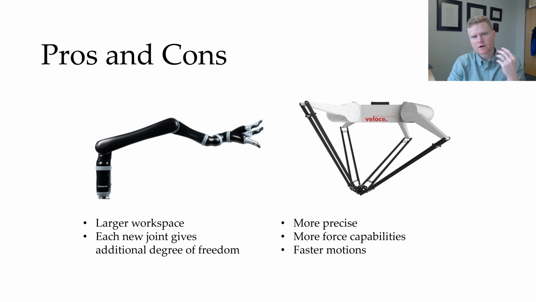Okay, so for the serial robot, like again, just take a single arm, it's got a larger workspace, so it can reach more positions in the world around us. And every time you add a new joint to this robot, you get more mobility. You get an additional degree of freedom. And I'll explain what that means a bit later in this presentation. So that's the strengths of the serial robot. And in practice, serial robots are the most common type of robot arm because of these advantages.